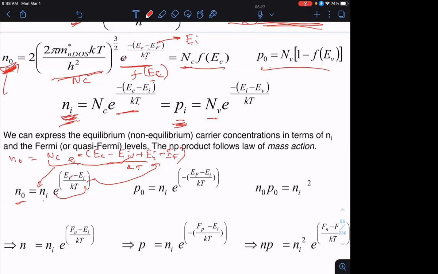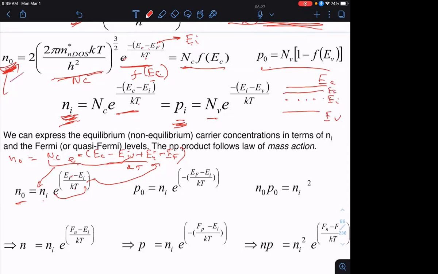Now, graphically, what I've essentially done is, if I look at EC, EV, the EI will be sort of in the middle of the gap. We'll see in a second that it's not exactly in the middle of the gap. And then suppose that I'm looking at an N-type doped semiconductor, you'll find that the Fermi level will be in the upper half of the band gap.